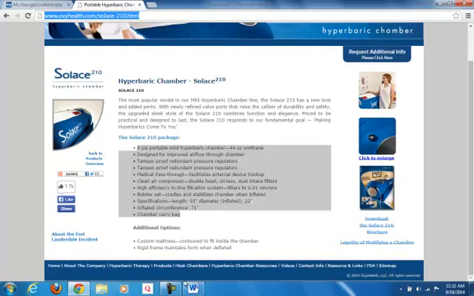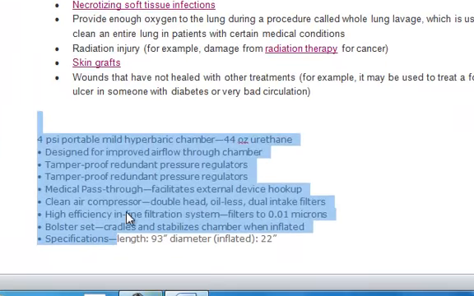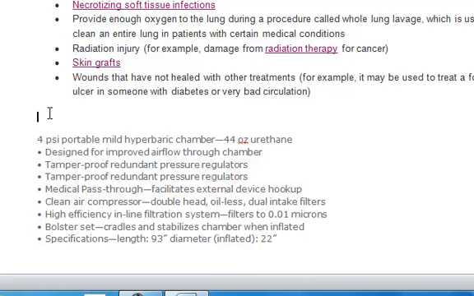So make sure I get the place from where that was. Don't want to not have that.